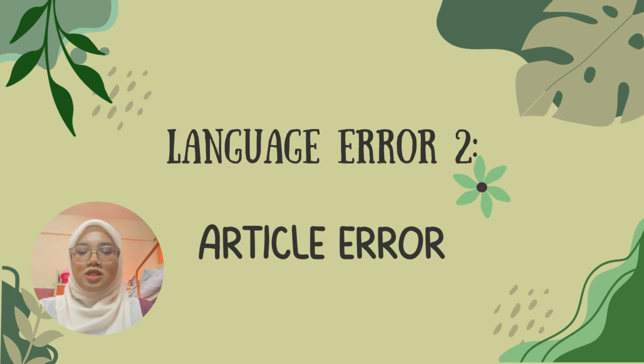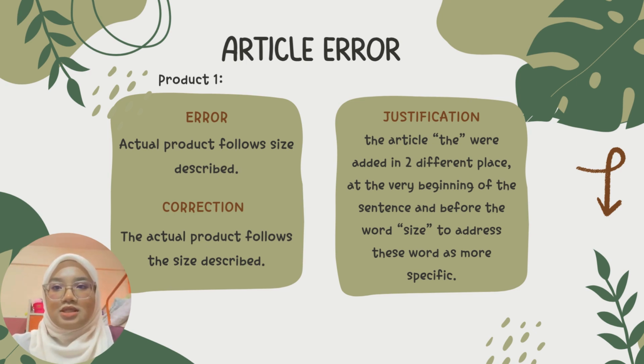Now we're moving on to the second language error, which is article error. This is an article error from product 1. Error: "actual product follows size described." The correction will be "The actual product follows the size described." The article "the" was added in two different places. The first one is at the beginning of the sentence, and the second one is before the word "size" to address this word as more specific.